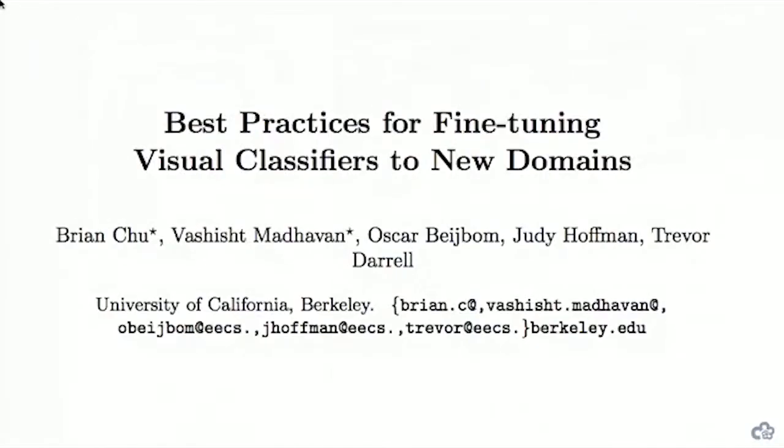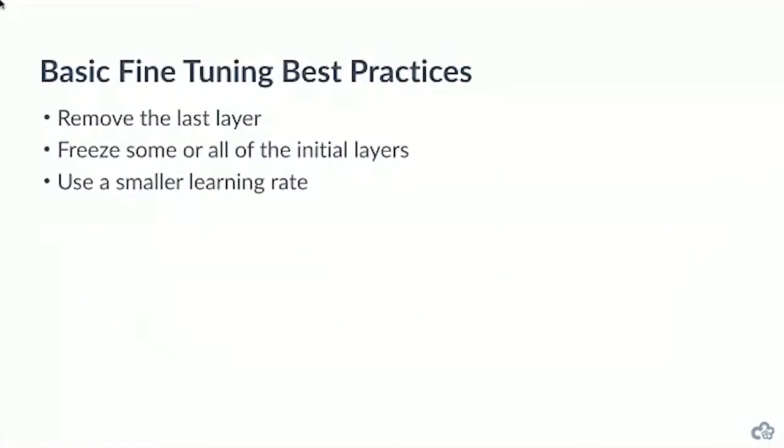And someone wrote this excellent paper, Best Practices for Fine-Tuning Visual Classifiers to New Domains, which I think, if you want a primer on all the different fine-tuning trade-offs you can make, does a good survey of the literature. Just to summarize it for you, the best thing you can do is take the last layer of your neural net, remove it, and replace it, like I was saying, with a layer that has the output that you want. You freeze some number of the initial layers, and then you typically want to use a much smaller learning rate than you would if you were training something from scratch.